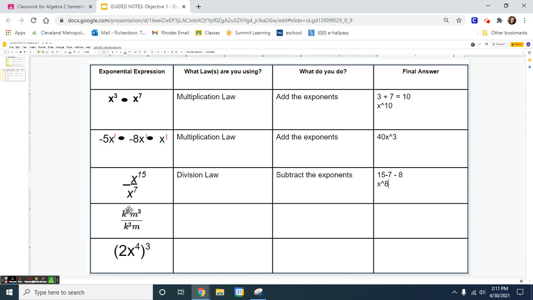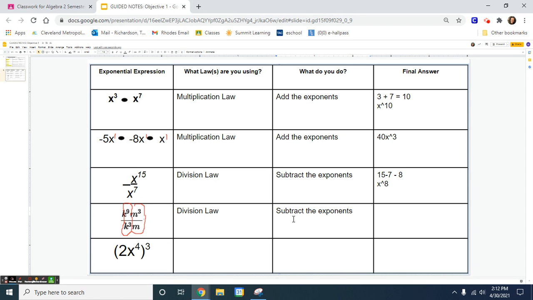Okay, next one, I have k to the 9th, m to the 3rd, divided by k to the 3rd, m. The only thing I said again there was division, which means that we have to subtract the exponents. If you've seen so far, we've only been combining the same letters, right? x, x, x. Here, you have to do the same thing. Sorry, my drawing's a little bad. You can only combine the same letters. So you can only put the k's together, and then you can only put the m's together.